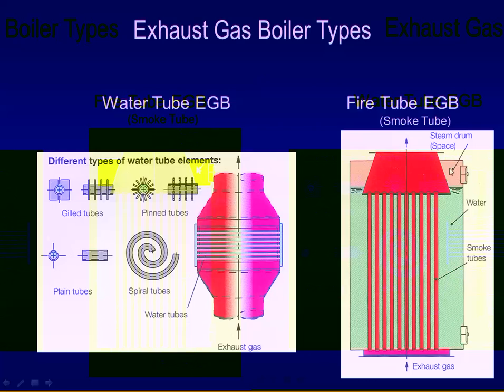Fire tube boilers. Basically a big drum of water up in the stack.